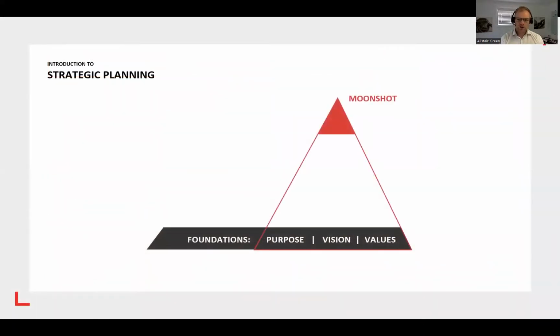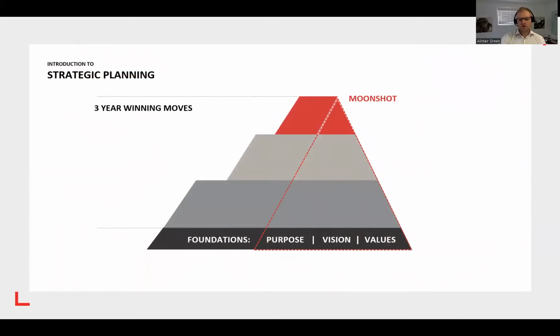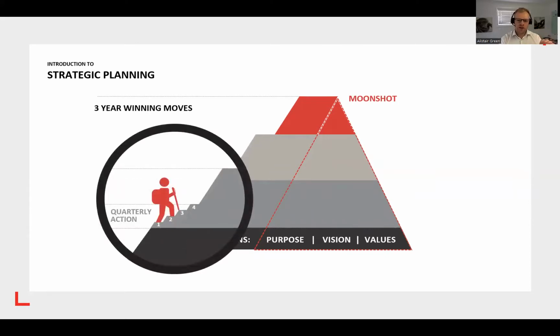I'm not going to spend too much time on this because I want to get to questions, but this is our cascading framework, which begins with that foundation, purpose, vision, values. Then you shoot out to the moonshot. You chunk the moonshot down, because if a moonshot is a good moonshot, it means that it is out of reach, hard to put your finger on. So we've got to break it down into 3-year winning moves. We've got to break down the 3-year winning moves into 12-month priorities, and then you focus in on what is achievable in the next 90 days, the quarterly action items. That's where the rubber hits the road.